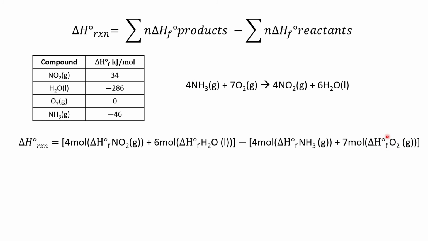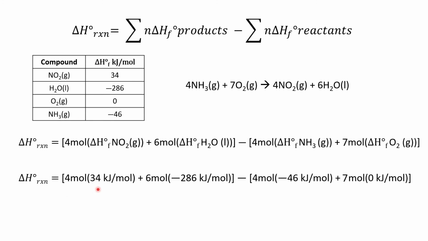Plus the heat of formation for our O2, which of course is multiplied by 7 because we have a 7 here in our balanced chemical equation. Okay, so let's put our numbers in for our heats of formation. Again, we're given those in our table right here. So here is what my final calculation looks like.